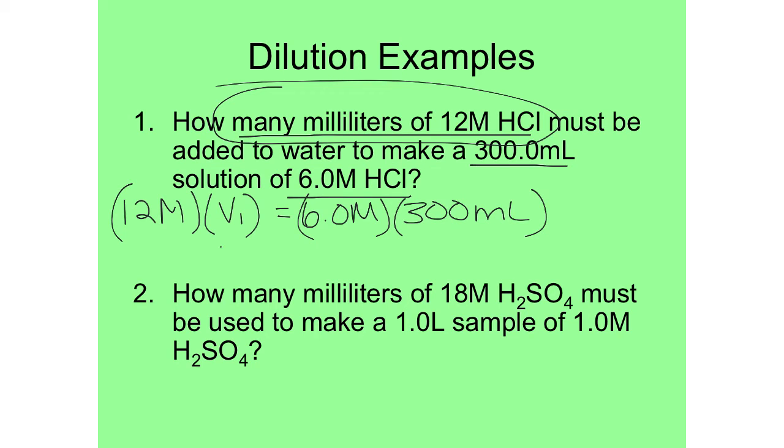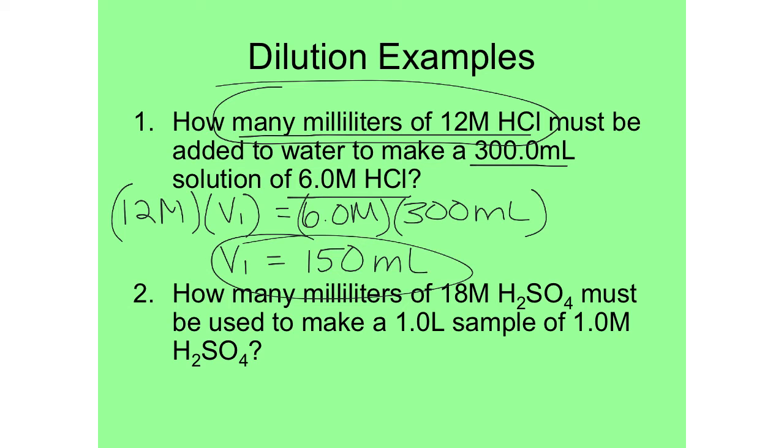Okay, so I do my math. I do 6 times 300, which would be 1,800, and divide both sides by 12. So I have 1,800 divided by 12, and that would give me a volume of 150 milliliters. So what I would do is measure out 150 milliliters, and then add that to 150 milliliters of water, and that would make 300 milliliters of a 6 molar solution. And 150 milliliters is the correct number of significant figures.